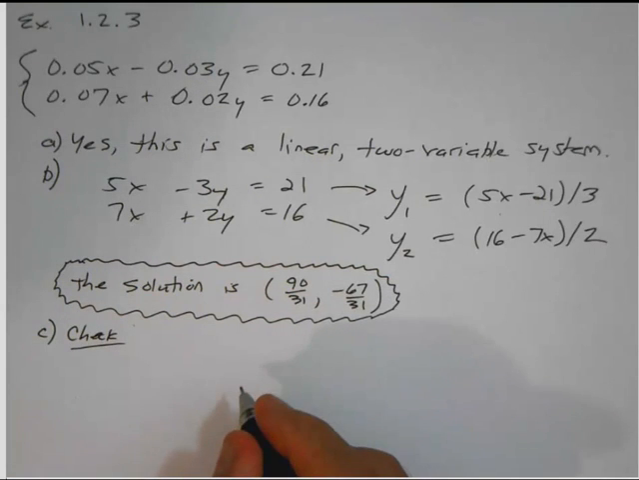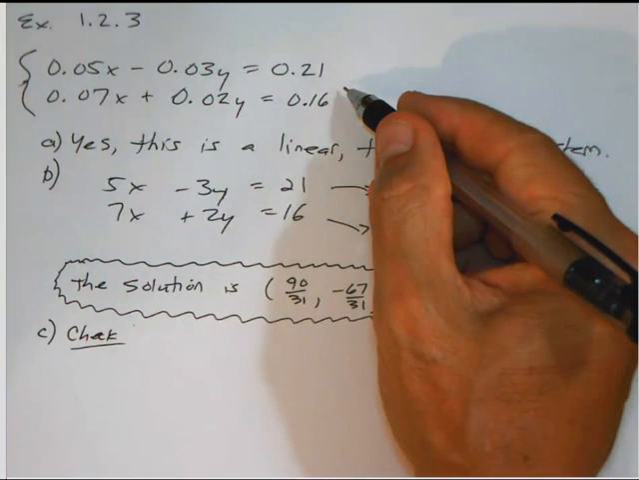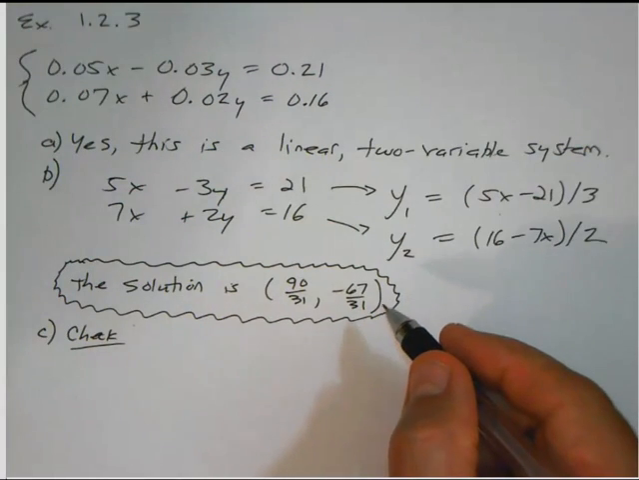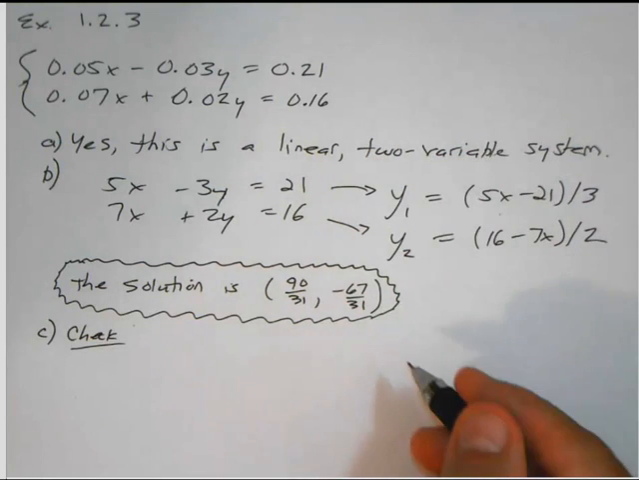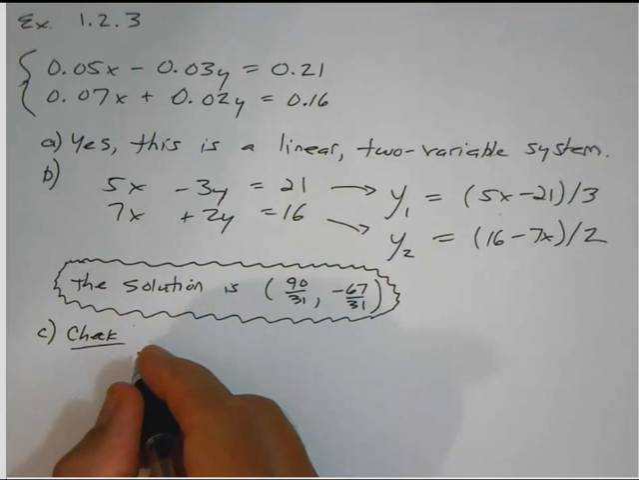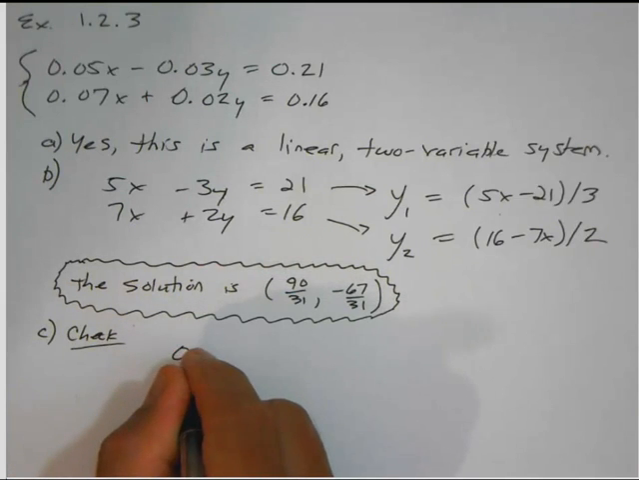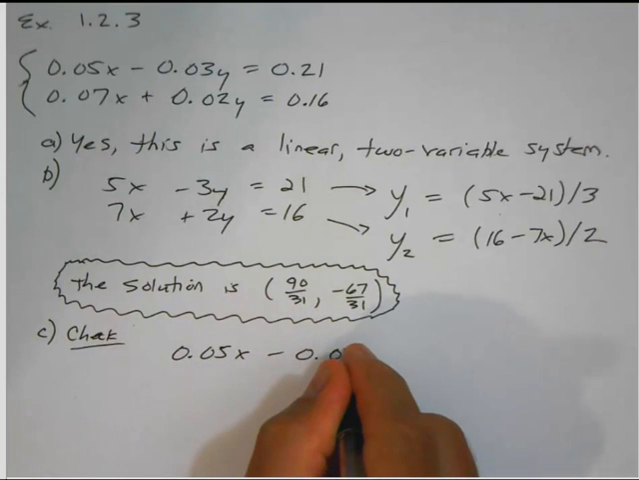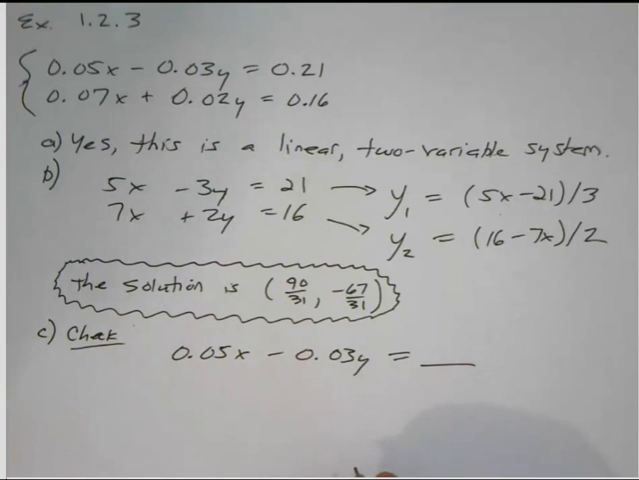In a situation like this, one of the most powerful checks is to go to the original equations before anything started and see if, upon substitution, this solution makes each equation in the system true. Alright, and we'll have the calculator do the arithmetic. So the left-hand side of the first equation is 0.05x minus 0.03y. Let's see what that comes out on the calculator.